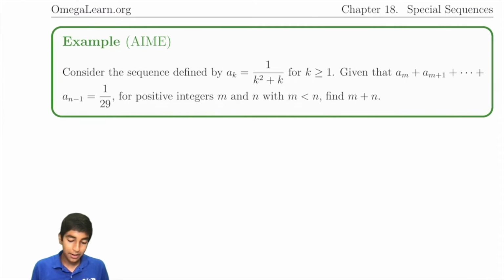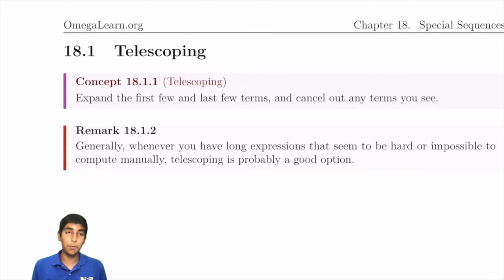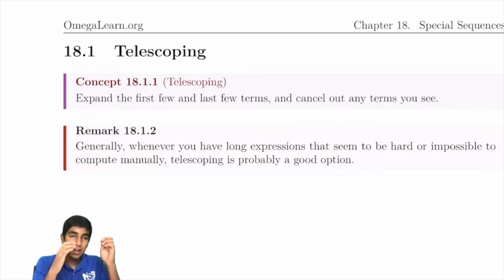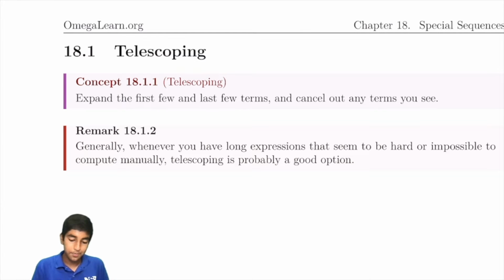Okay, now we're going to take a look at this problem over here. And this problem uses telescoping. So telescoping is where you expand the first few and last few terms, and you cancel out terms. Whenever you have long expressions, they may seem very hard to compute. But with telescoping, you get rid of most of them, and you're left with just a few survivors.